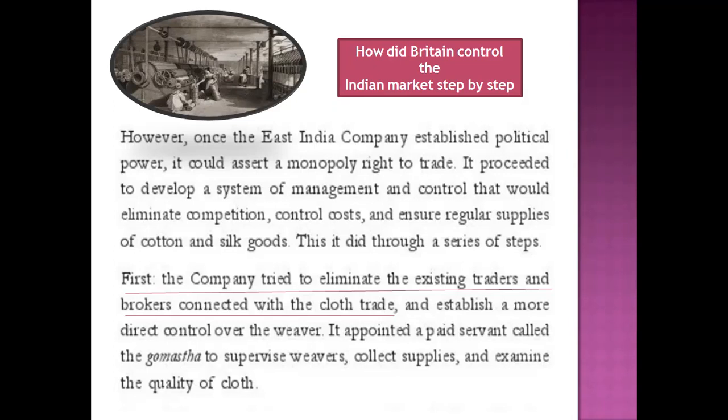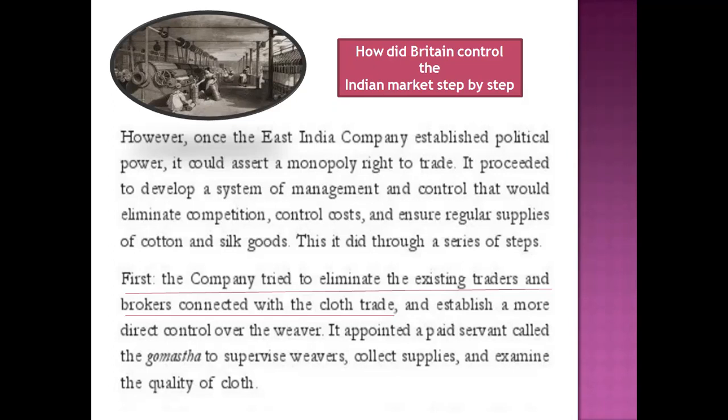So the first step: the company tried to eliminate the existing traders, broke the connection with the cloth traders, and established more direct control over the weavers. They appointed a servant called the Gomastha. The Gomastha was a servant, but totally like a business manager. Nowadays we have a middle business manager. They will be selling, purchasing, and seeing how much to produce, everything.